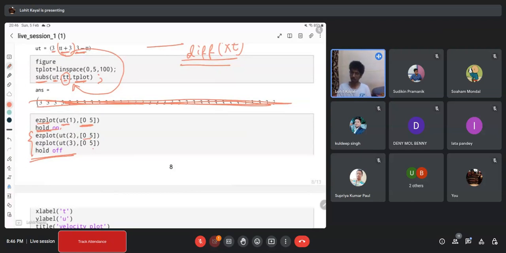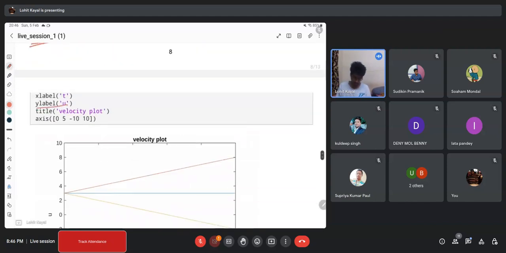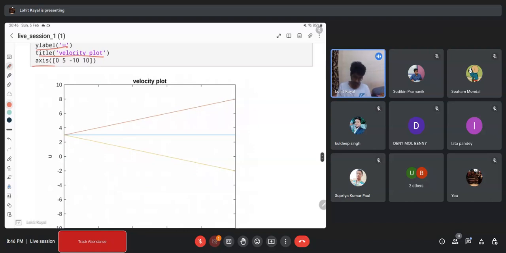I was plotting on the same figure. Now I do not want to plot on the same figure. If I want to plot something else after hold off, it will appear on a new figure. So again, xlabel t, ylabel u, title velocity for plot, and here this is the syntax that was given: axis 0 5 minus 10 10.